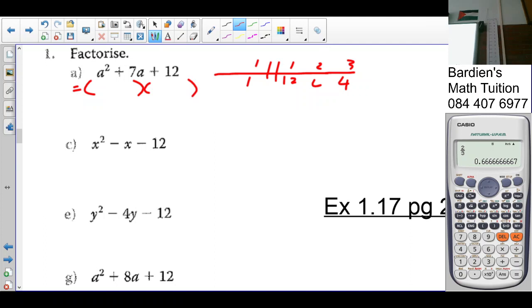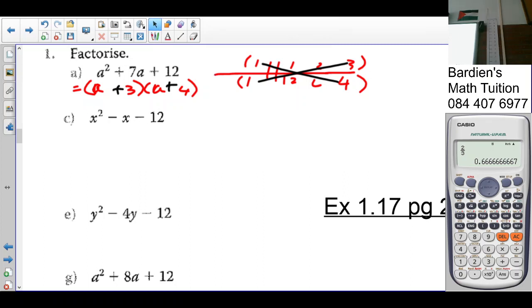Do you add or subtract our factors? We add. So 1 times 4 is 4, 1 times 3 is 3, we add it to get 7. So it's a 1 and a 3, a 1 and a 4 in the bracket. There goes a and a. What about our signs? Same sign or opposite sign? Same sign. So both are going to be plus.